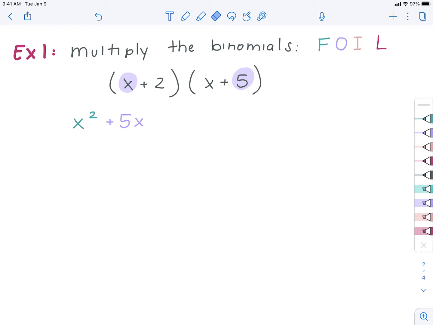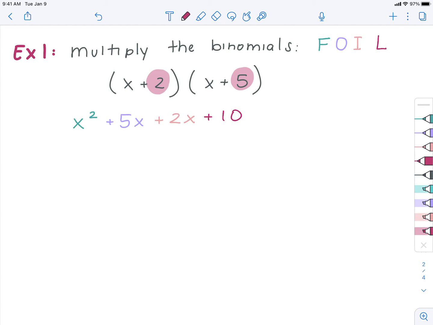Next, I'm going to do my I, which stands for inner. And my inner terms are this 2 and this x that I'm going to multiply together. And when I multiply 2 and x, I get a positive 2x. And then the last thing I'm going to do is multiply my last terms together. So again, the 2 and the 5, 2 times 5 gives me positive 10.